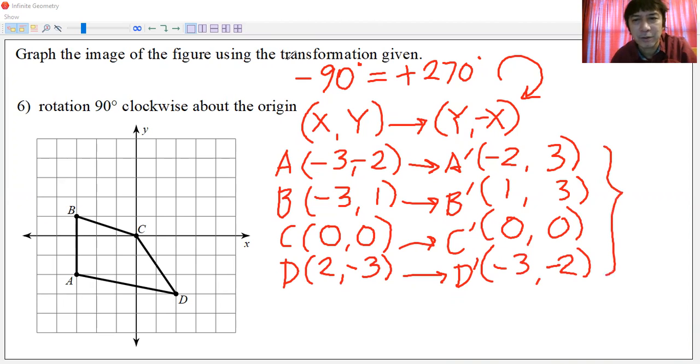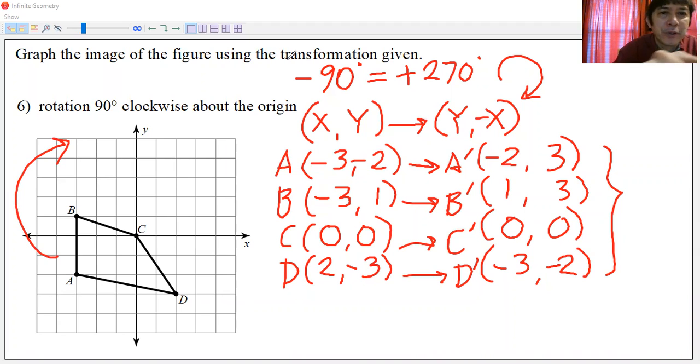This will be the rotation at -90. This is clockwise, and this is equivalent to positive 270. All right, so clockwise means it's like that by 90. That's clockwise, about the point of origin.